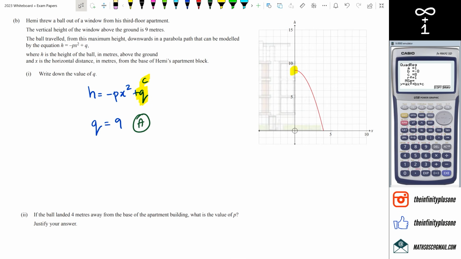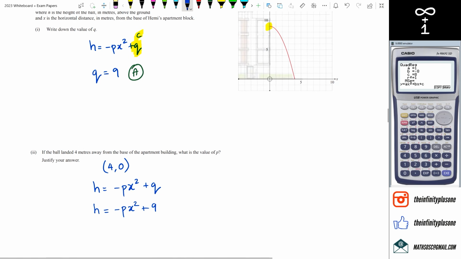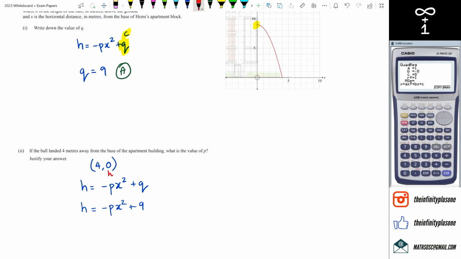Now the next part of the question says, if the ball lands 4 meters away from the base, what's the value of p? So we've actually got, it lands 4 meters away from the base of the house. So that means when x equals 4, the height is equal to 0. And we've got the equation, h is equal to minus px squared plus q. We figured out what q is because q was 9. And we also know what h and x are because h is equal to 0, x is equal to 4. We substitute it in. So we've got 0 is equal to minus p times 4 squared plus 9.